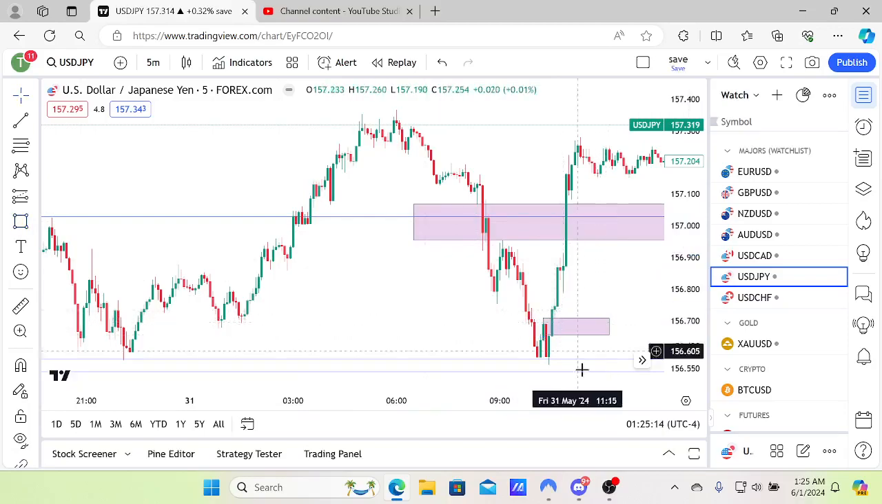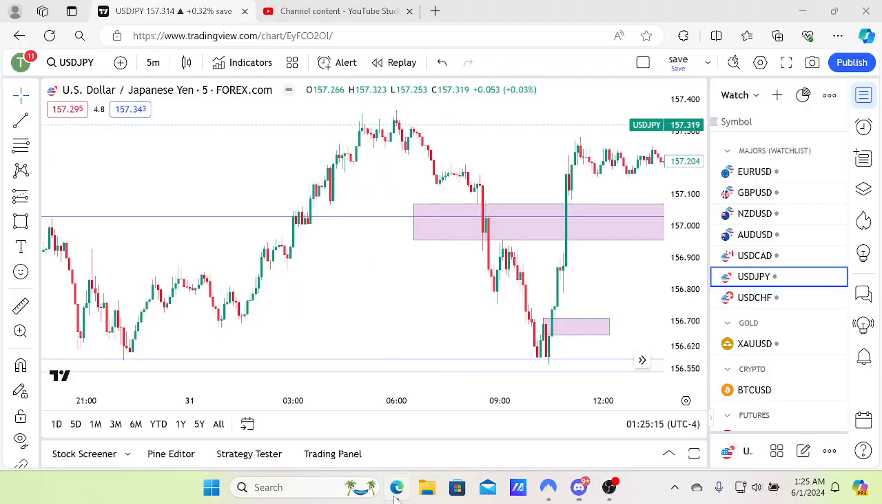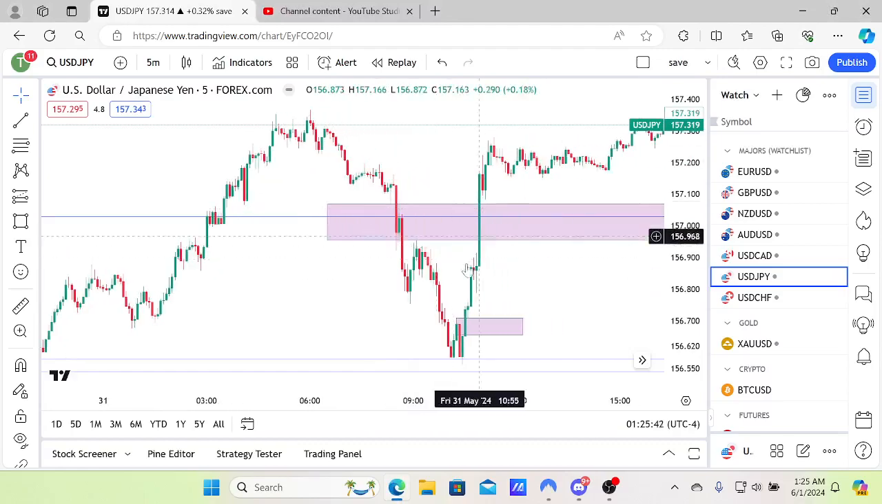At that point, what am I looking for? As I plugged in chat, USDJPY lower time frame shift. I know I got to it because it was accelerating. As soon as this thing was shifting up higher right here, I have to position myself. By the time I get around to this, it's already pressing up a little bit, but this was the game plan: USDJPY lower time frame shift, about to rebalance that price action up above. So I have this imbalance right here. I said I want to rebalance it up above, meaning I want to see it filled in. So what does it do? It comes up and completely fills it in, and I lock in gains right there.